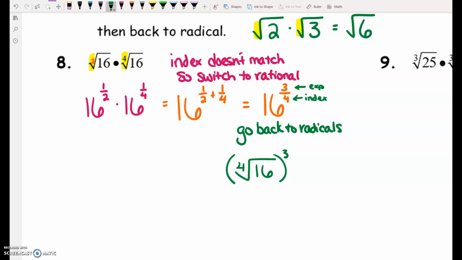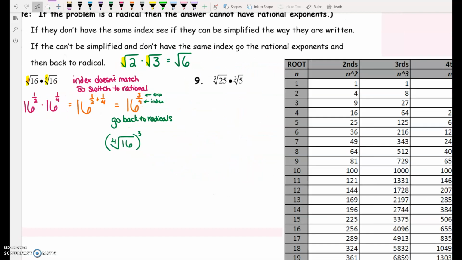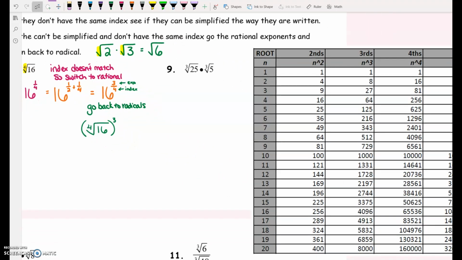Okay, grab your perfects chart because we can actually do this. So when we look on our perfects chart, the fourth root of 16, is 16 in the fourth column? Yes, so the fourth root of 16 is 2. And then 2 to the third is 8. So ultimately our final answer here is 8.